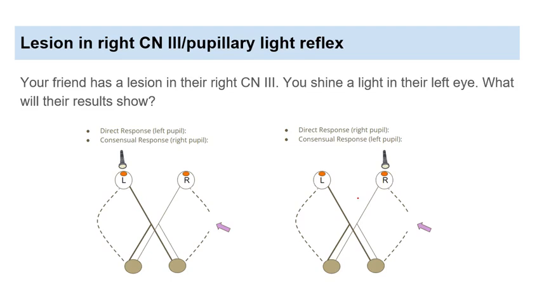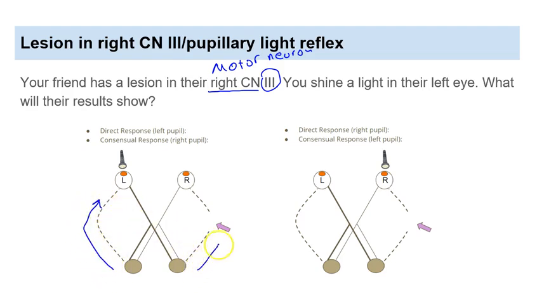Lesion in the right cranial nerve number 3. What is going to happen for the pupillary light reflex result? One of your friends has a lesion in the right cranial nerve number 3, which is the motor neuron, which is the efferent pathway, which means it's the nerve or neuron which is going to send the signals from the brain back to the eye. Then it's going to have the response this way.